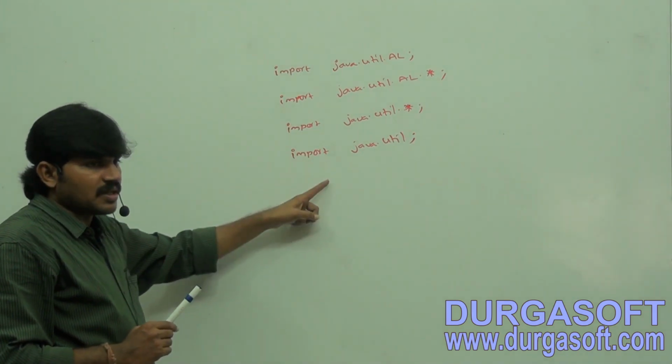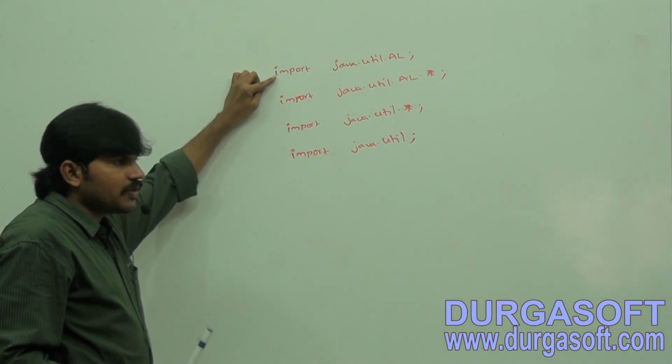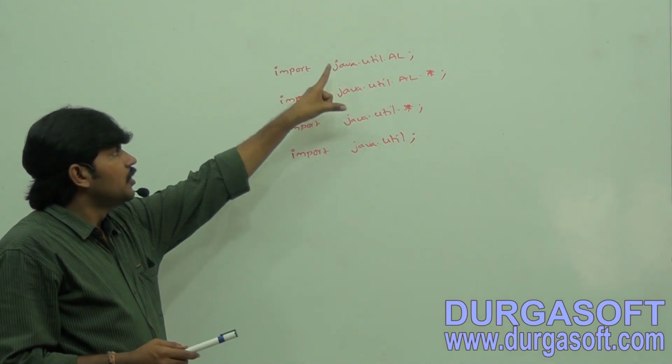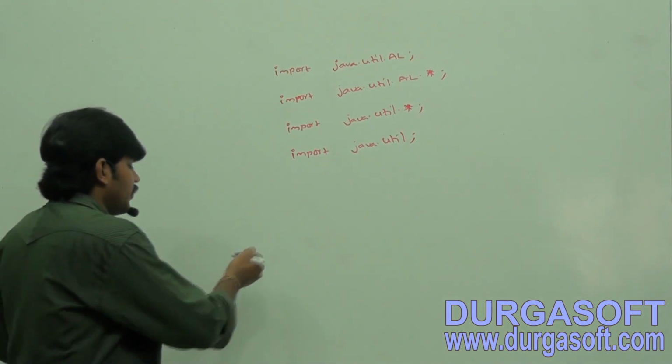There are 4 import statements. Can you tell, is the first one meaningful or not? Yes, java.util.ArrayList is an explicit class import, so it is meaningful.